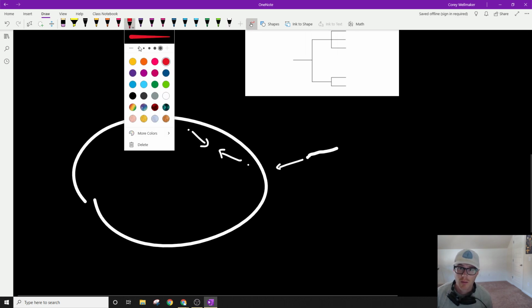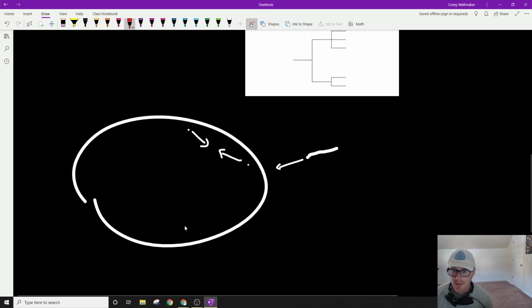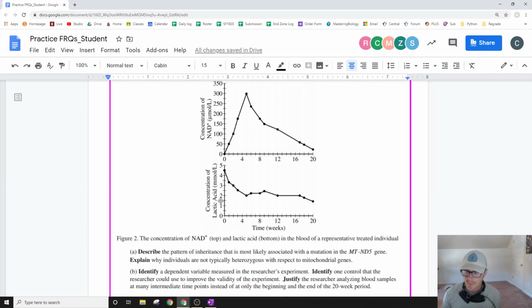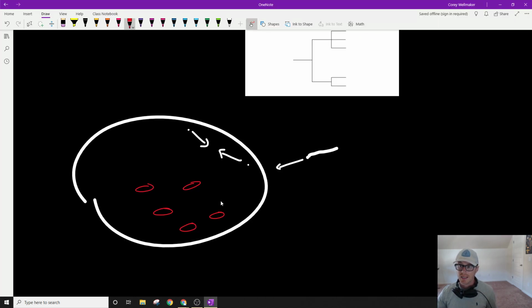But for this particular problem, it's not genetic material inside the nucleus that's mutated. It's genetic material inside the mitochondrion that's mutated. So mitochondrial inheritance, that's the way it works. And it's not, let's see, what's the other part of it? Oh, individuals are typically not heterozygous with respect to mitochondrial genes because there's no backup copy inside the mitochondrial DNA.